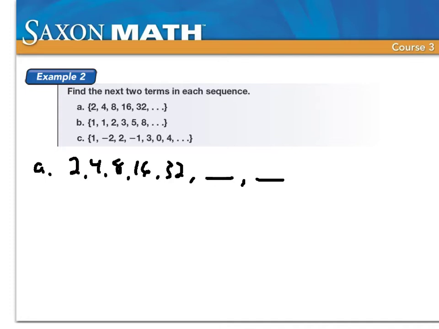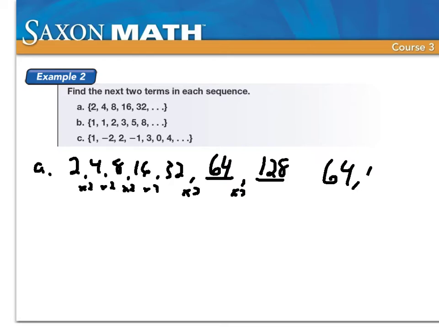2 times 2 is 4. 4 times 2 is 8. 8 times 2 is 16, and so on. So if I'm going times 2 between every one, I need to keep that going. Do times 2, and 32 times 2 is 64. And multiply by 2 again, and 64 times 2 is 128. So my next two terms are 64 and 128 for part A.